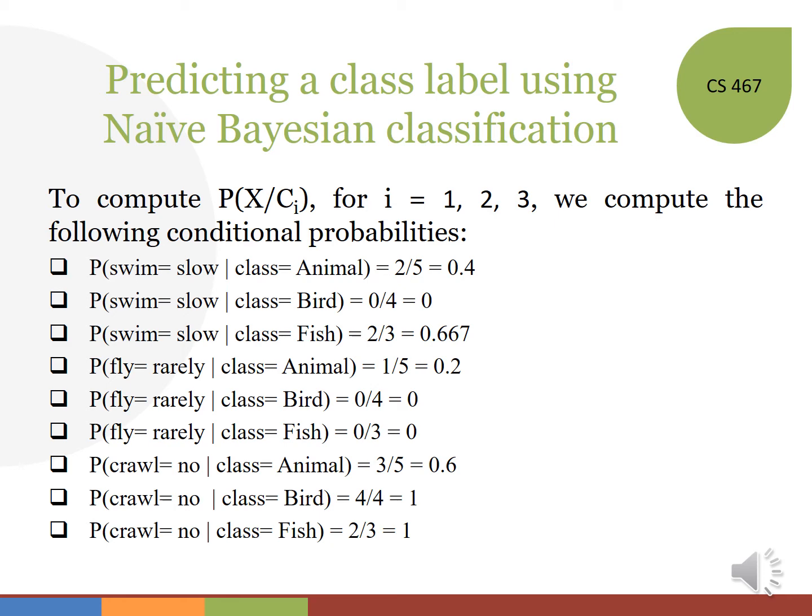And the next attribute is crawl. The probability of crawl equal to no given class equal to animal is 3 by 5, the probability of crawl equal to no given class equal to bird is 4 by 4, that is equal to 1, and the probability of crawl equal to no given class equal to fish is 2 by 3.